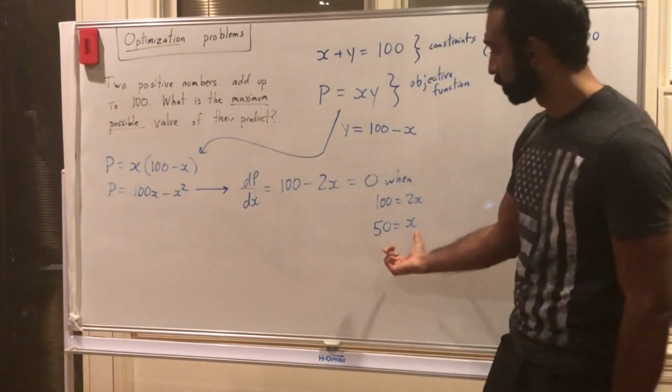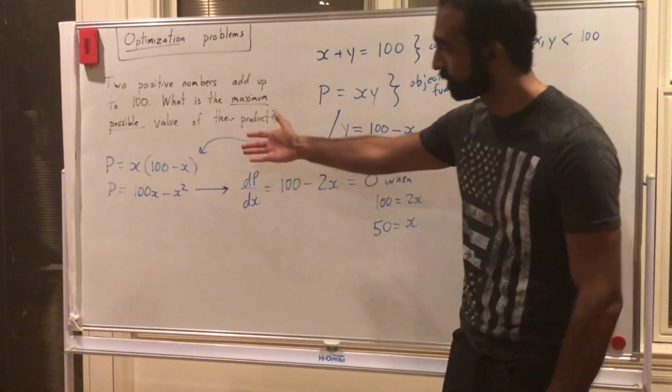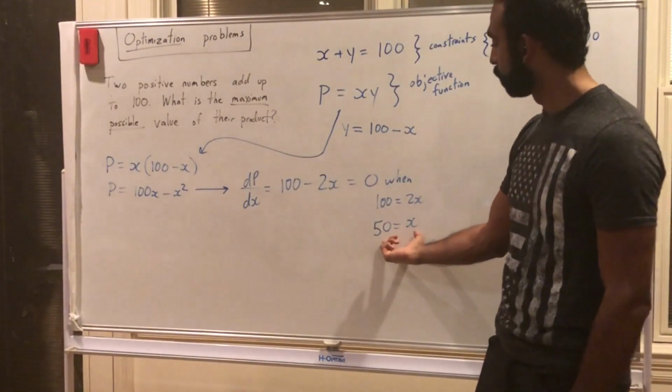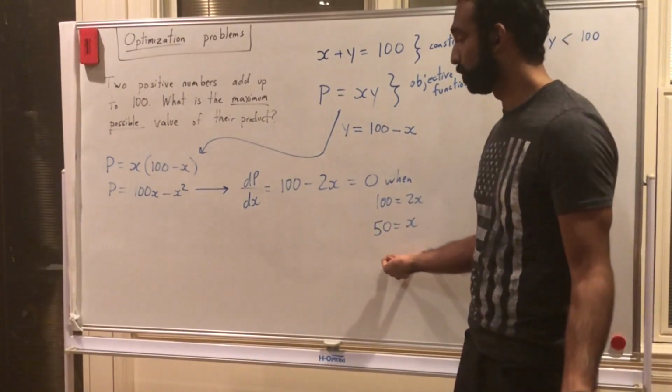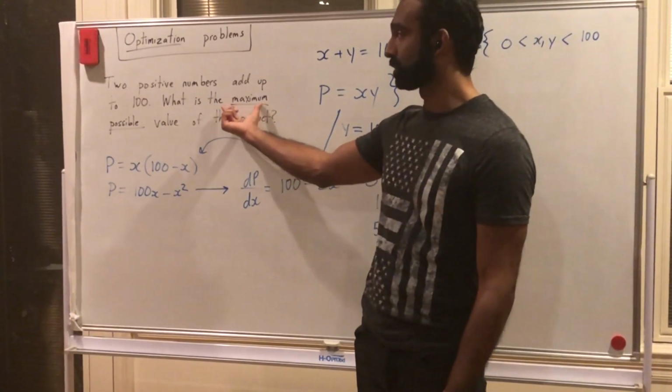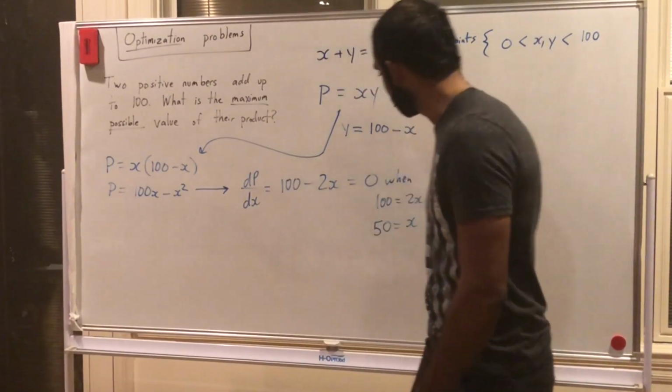Now again, all I found is a critical number. Assuming I don't know the shape of this graph, I don't know whether this coordinate corresponds to a minimum or maximum or a saddle point. I'm hoping it corresponds to a maximum because that's what I'm trying to find. We've got to verify that with our first derivative test.